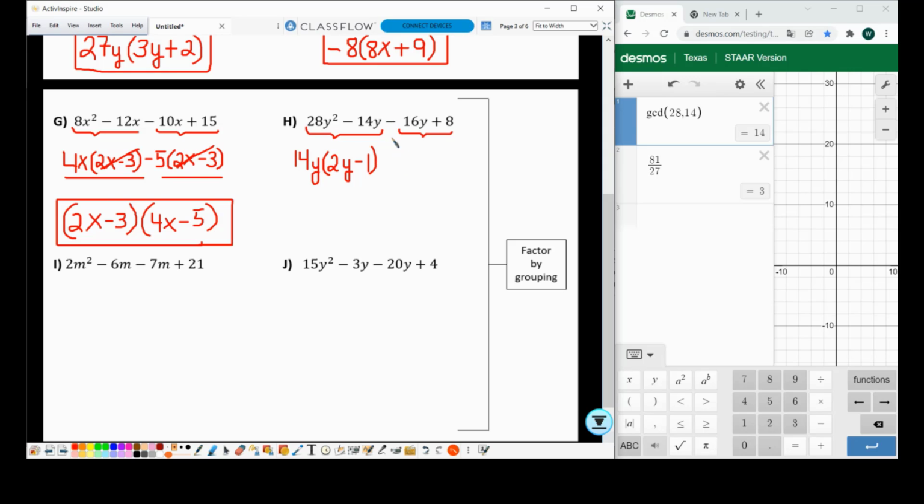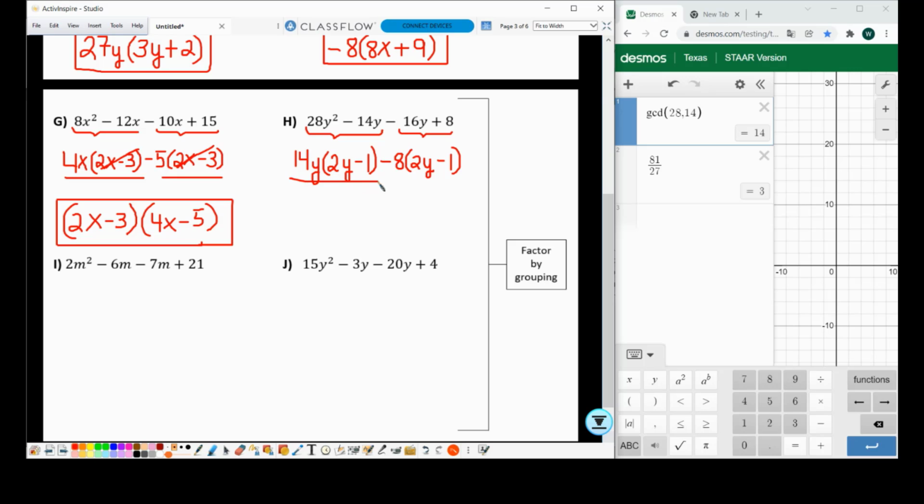Now I have a negative, so put a negative right there. If this was a positive, then you would put a positive. Okay, but if it's a negative, put a negative. And what is the biggest number that goes in 16 and 8? It would be 8. So negative 16y divided by negative 8 is 2y. And positive 8 divided by negative 8 is negative 1. If you did this correctly, inside the parentheses, you should see the same expression. So I see 2y minus 1, 2y minus 1.